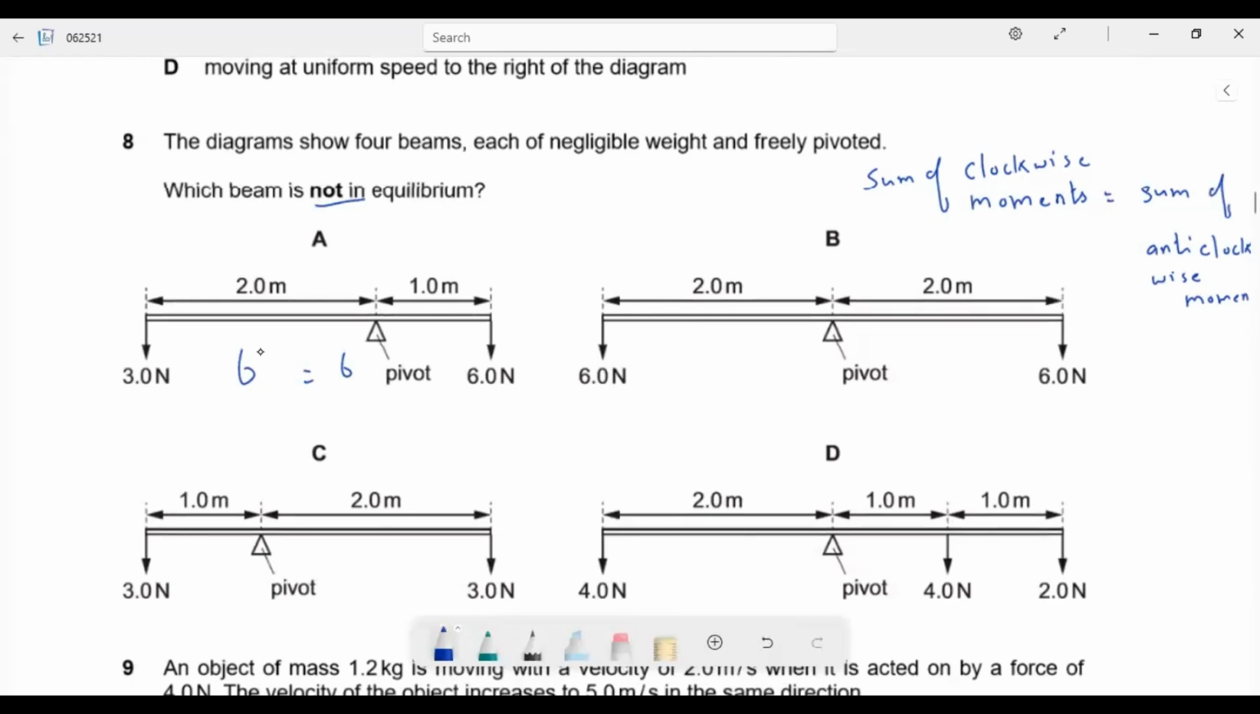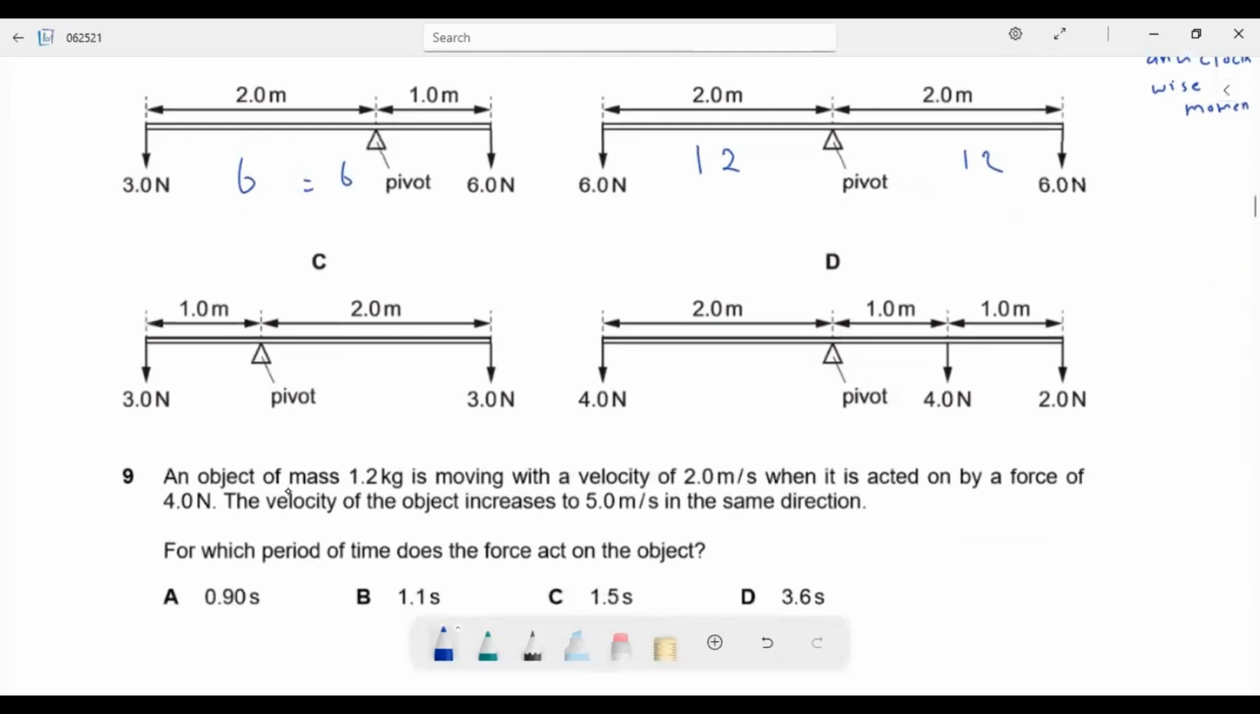Here it is 6 into 2, that is 12. Here also 2 into 6, that is 12. So it is the same. It is in equilibrium. Here it is 3 into 1, that is 3, and 2 into 3, that is 6. So this is not in equilibrium. So C is the right answer.